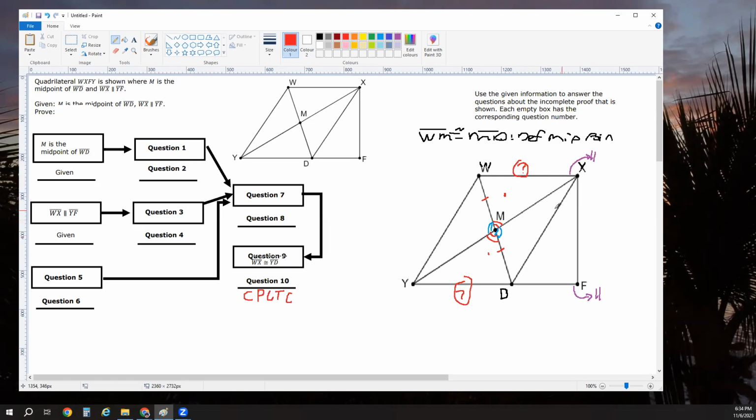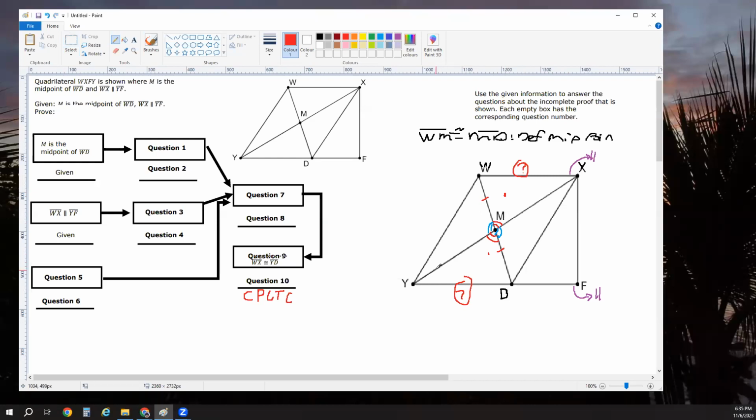So what else can I use? Well, I have a side, I have an angle, and I have a side. I have a side, and I could use an angle here. But I have this transversal here that I can use. I have an angle, and I have a side, right? So I have this transversal right here.